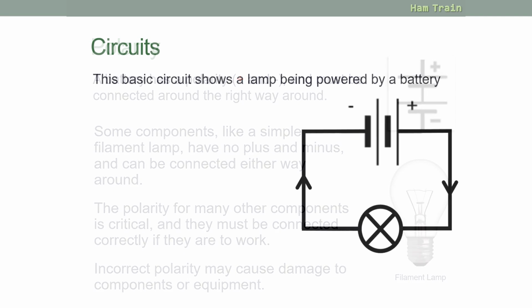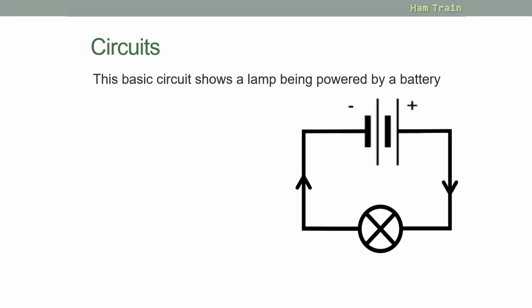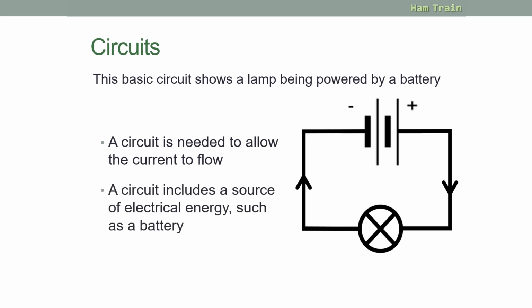We move on to circuits now. We're looking at a very basic electrical circuit. Here you see a battery made up of two cells, with the current flowing through a lamp back to the battery. So this would make the lamp light. A circuit is needed to allow the current to flow. And a circuit includes a source of electrical energy, such as a battery.